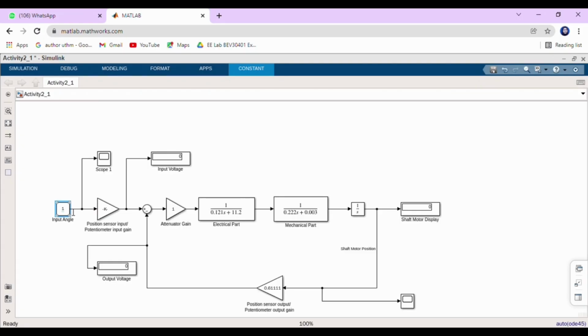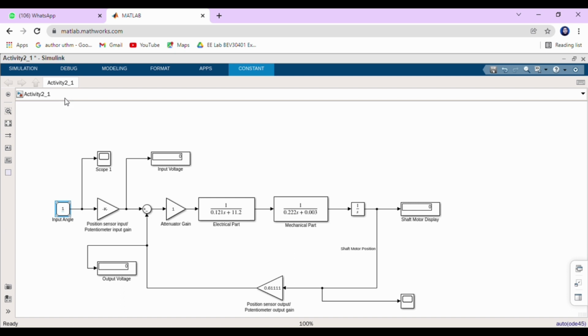So today I will present to you question 2, closed loop position control system for experiment 8. Okay, so for question 2, first of all, we need to construct the block diagram of a closed loop position control system by using MATLAB Simulink.